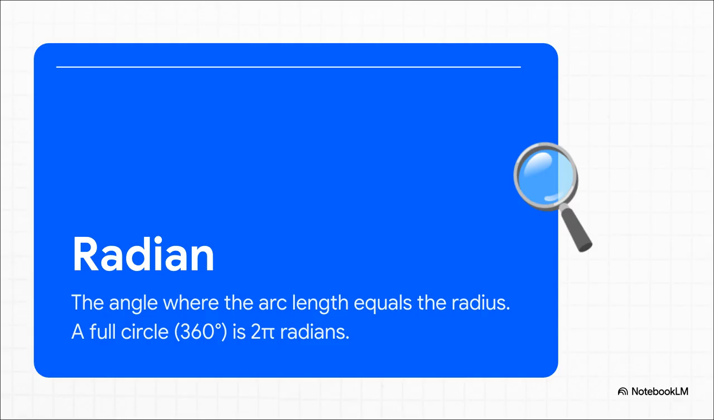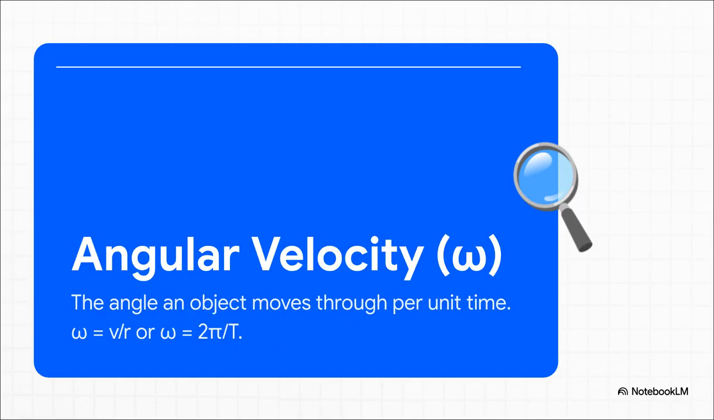1 radian is just the angle you get when the arc of the circle you're looking at is the exact same length as the radius. The main thing to remember is that a full circle, 360 degrees, is just 2 pi radians. And that leads us to angular velocity, which we write with the Greek letter omega. It's basically a measure of how fast something is spinning, how much angle it covers in a certain amount of time. You can find it by dividing the object's regular speed by the circle's radius, or by using the time it takes to go all the way around once.